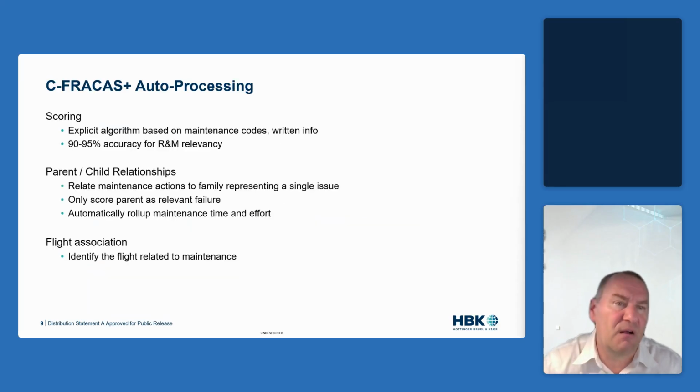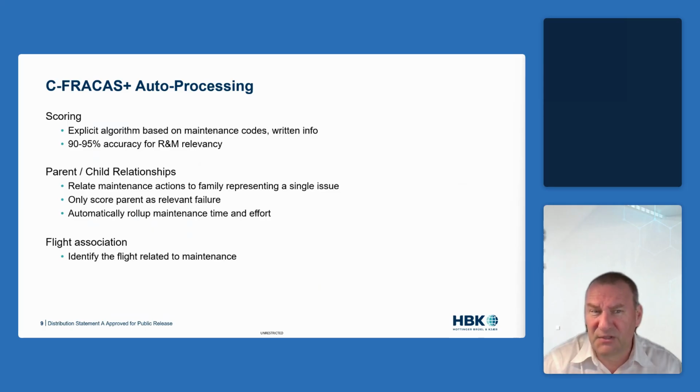So in terms of our auto processing, we perform a number of steps, and I just highlighted 3 of the key ones here. The first one being that scoring process. This one's really important to us because of the number of maintenance actions we collect. As I mentioned, there's around 4 million per year. Mostly they're going to be interested in the reliability relevant maintenance actions. So we have an auto scoring process that we use to establish which of those maintenance actions are reliability relevant.